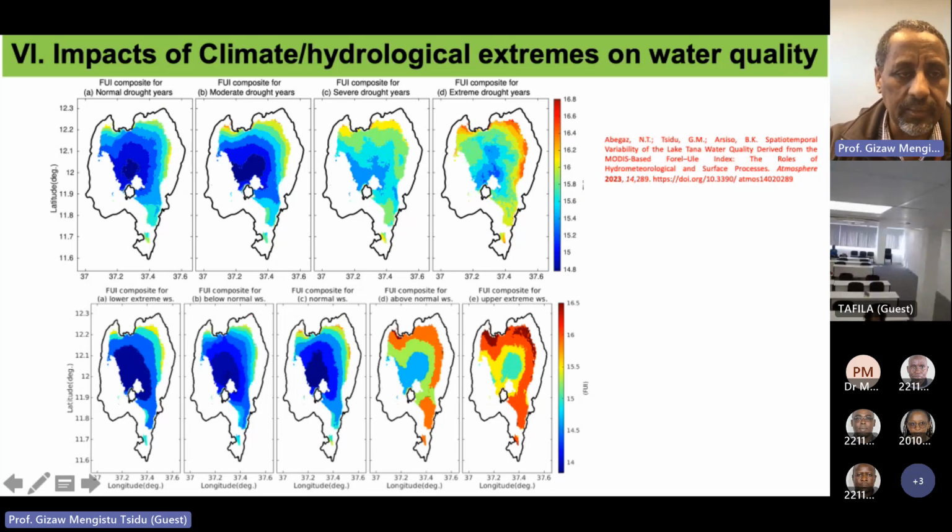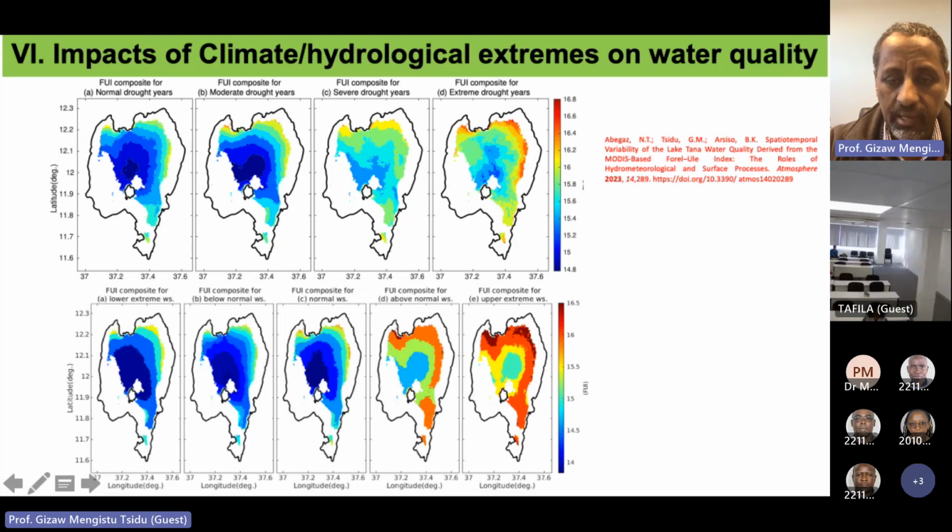So you can see normal drought years, moderate drought years, severe drought years, extreme drought years, they have different impact. Even within drought years, the normal drought years still are able to have a relatively cleaner water quality in the lake. But if you move to moderate, again, more or less the same, except some areas. But if you go to severe drought cases, you start seeing a lot of deterioration in the water quality.